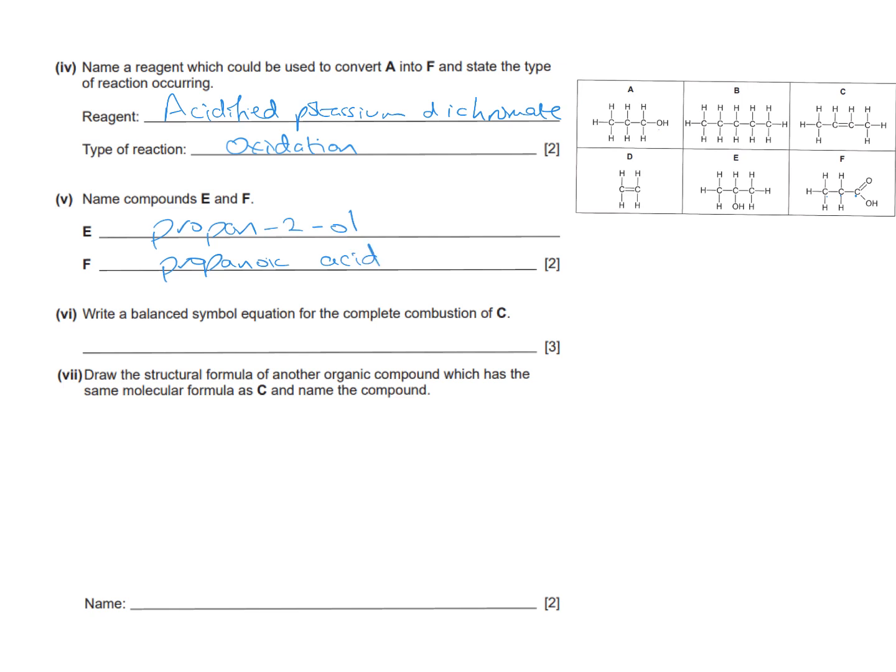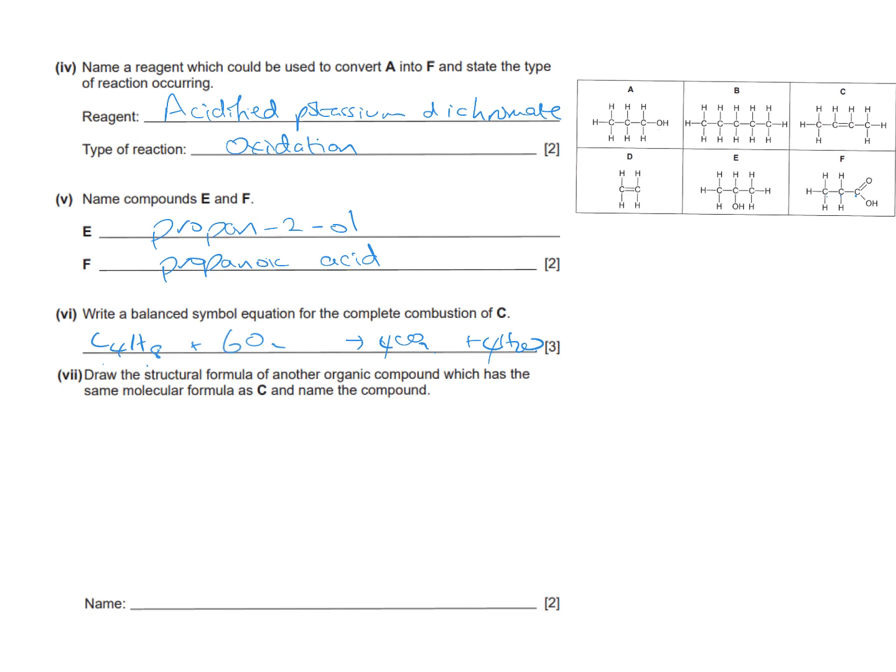The complete combustion of C, or C4H8, again, complete combustion, so it's carbon dioxide and water. 4 carbons, so 4 CO2s, 8 hydrogens, 4 waters, and then we've got 4 twos are 8, 4 is 12, you put a 6 there.